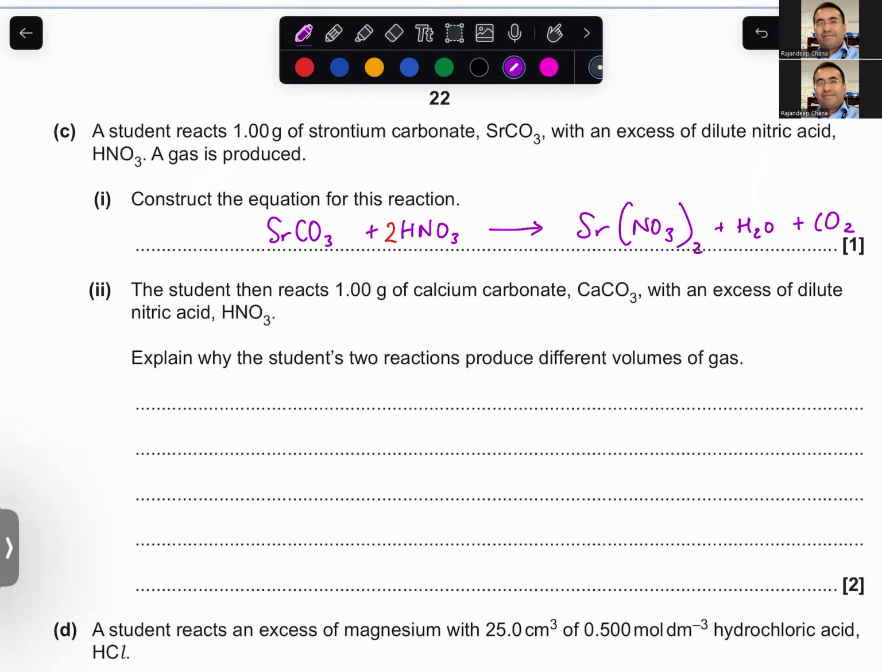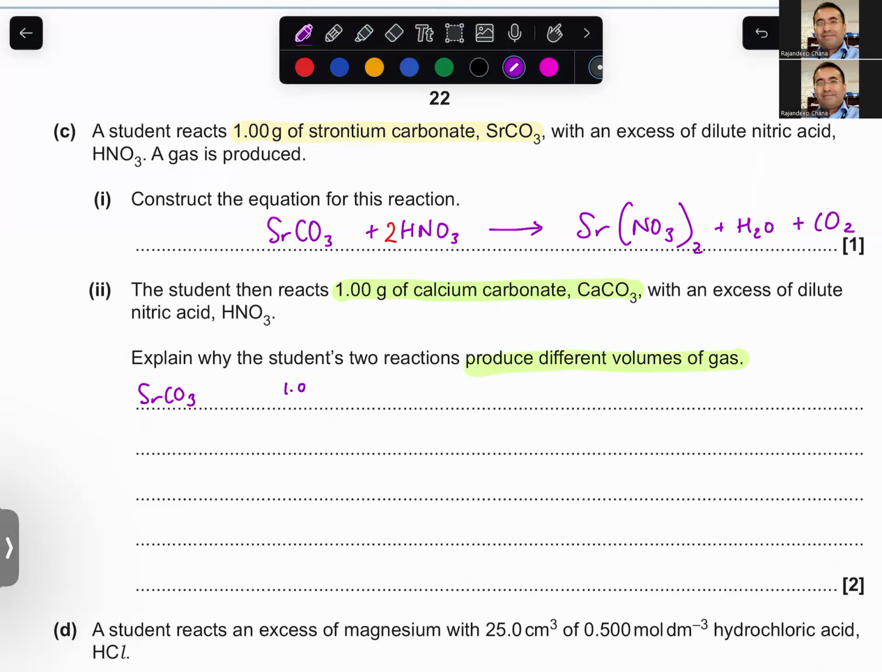Yes, it is. Now, in this question, the student originally reacts 1 gram of strontium carbonate. In part 2, the student then reacts 1 gram of calcium carbonate. Explain why the student's 2 reactions produce different volumes of gas. You can explain this in words, you can explain it with calculations. We'll do both.